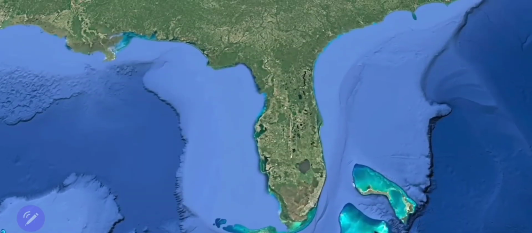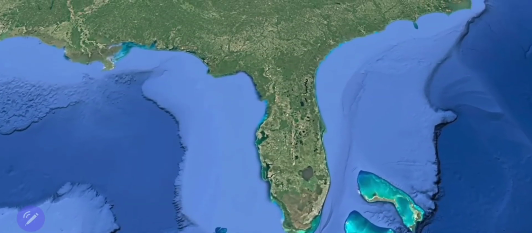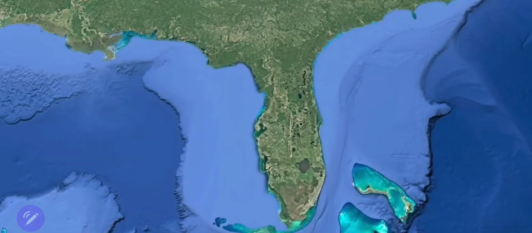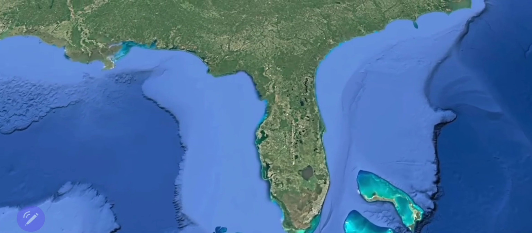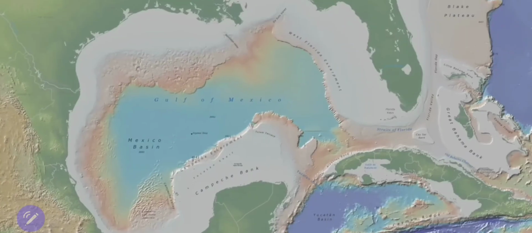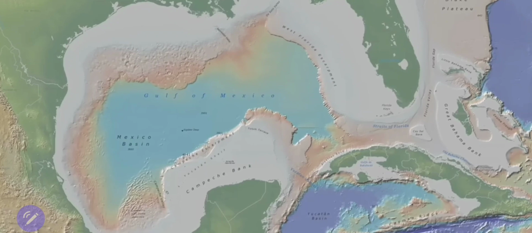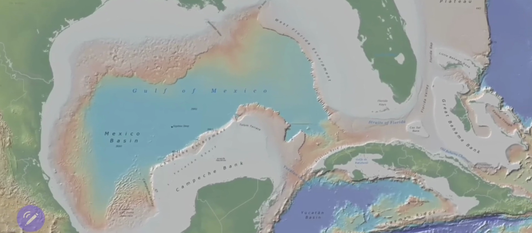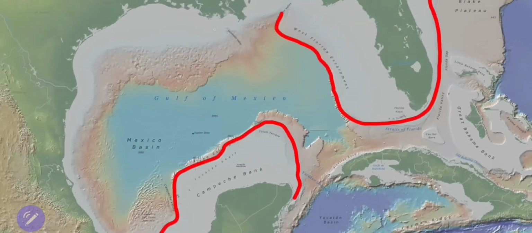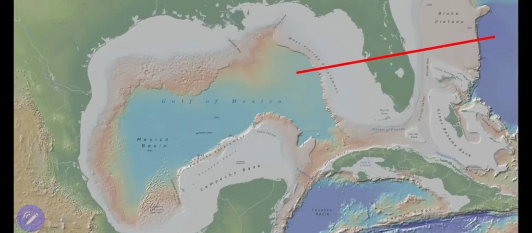And how does this all relate to Florida and its future? I think this map could be of help. It seems that both Florida and the Yucatan have some similar features. I think a cross-section along this red line would be helpful.